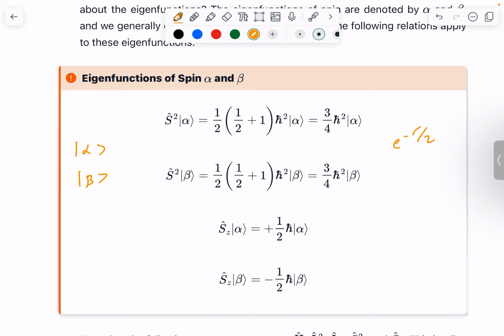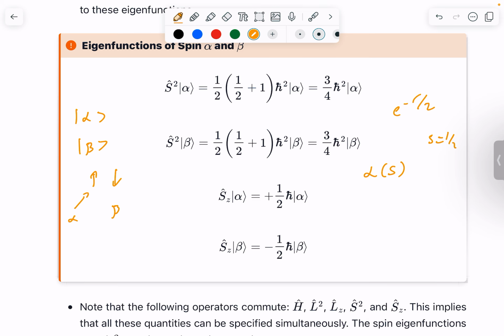We can label them as alpha, beta, or in chemistry we like to call them spin up, spin down, and we also draw them with pointy arrows. Arrow goes up, arrow goes down. So they basically refer to these eigenfunctions of the spin, alpha, beta, whichever way you want to write it. Sometimes we'll write it explicitly that this is an eigenfunction of spin, and S can take a value of 1/2 for the electron, and for other subatomic particles it can be different values. So here is a full picture of eigenfunctions and eigenvalues for spin.